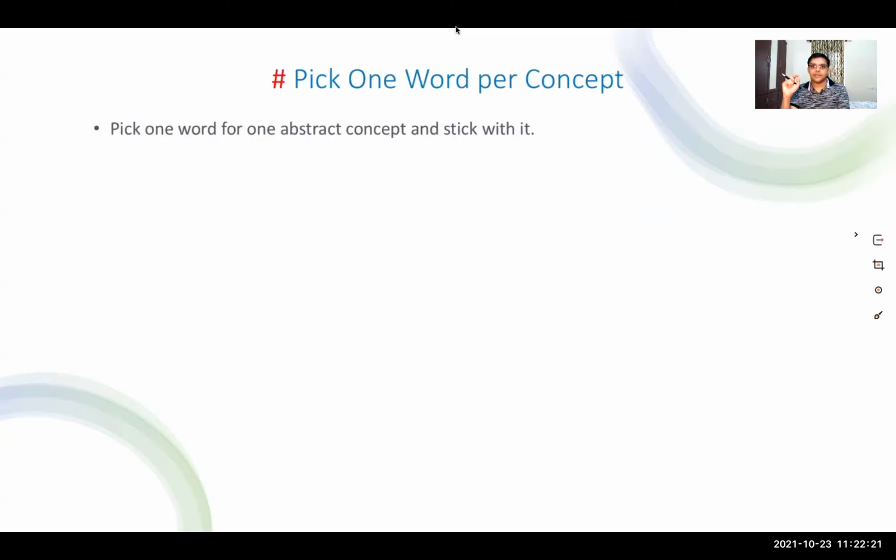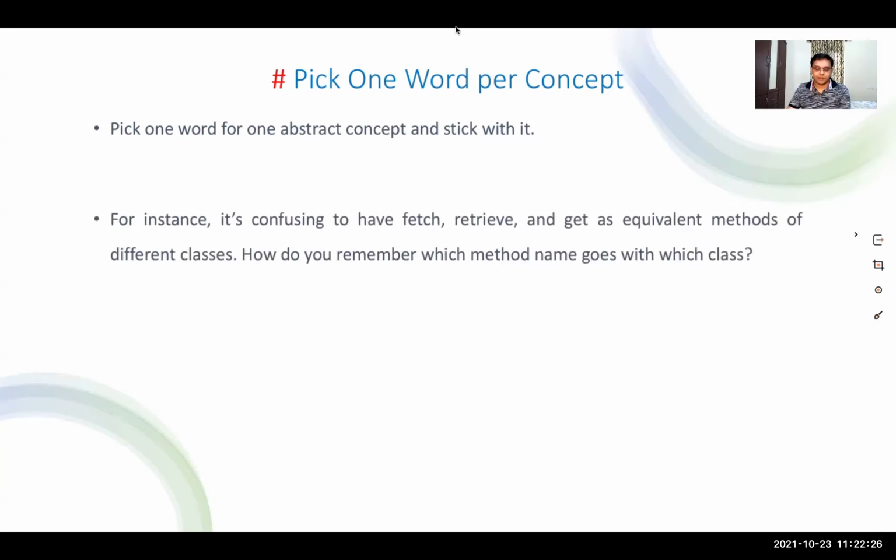Another thing on naming is to pick one word for one abstract construct and stick with it. Somewhere you are using fetch records, somewhere retrieve records, and somewhere get records. I also don't know what to use; whatever comes into my mind at that time, I write it. All of us may have done this at some point of time. So stick to one thing. If everybody agrees that we will be using fetch, then use fetch only. Don't use retrieve and get.